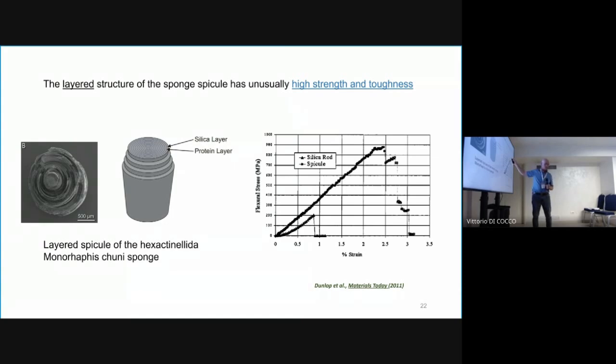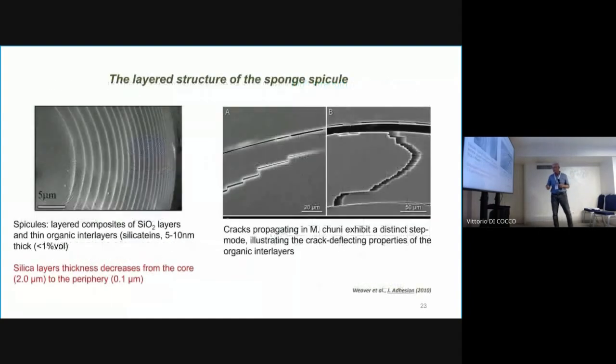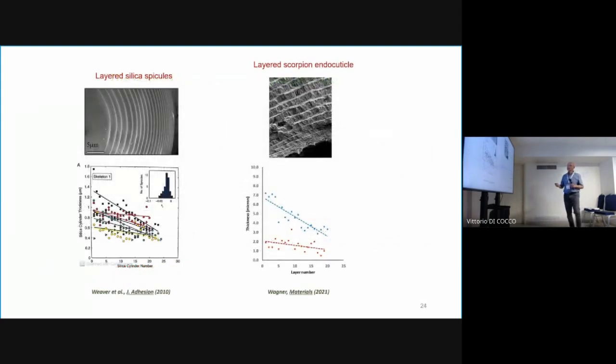So that's the strength compared to this strength, and that's the fracture energy, or fracture toughness if you wish, compared to this fracture toughness. Simply because it's layered and it has this protein in the interfaces. Silica being, that's the protein. That's another picture that shows you the role of the interfaces. You see it's crack deflection all over the place. The layers, if you look carefully, start at a certain thickness and then decrease. Okay, that's the grading in thickness. And this grading occurs in the scorpion, and it occurs also in the layers of the spicule.